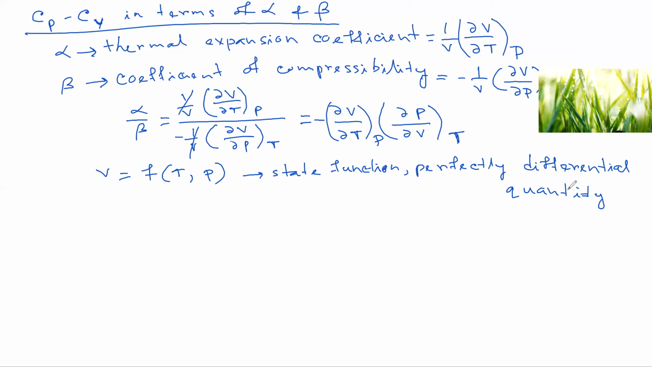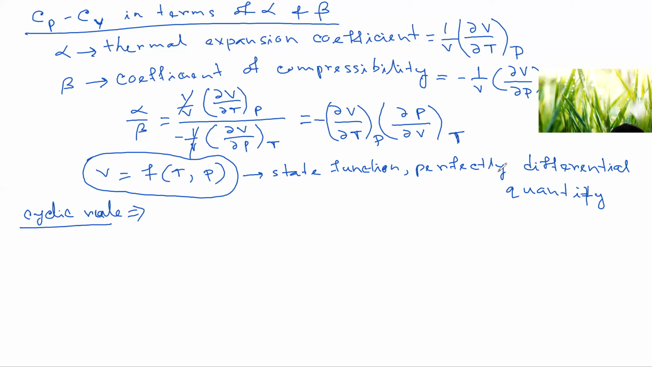So I had already discussed all these terms, state function, perfectly differential quantity, and cyclic rule in my first lecture of thermodynamics. Please do watch that to know the details on this. I'm not going into details. I will use the cyclic rule for this, so I'm directly writing the cyclic rule. If you want to understand what the cyclic rule, state function, and perfectly differential quantity are, please do watch my thermodynamics lecture 1.